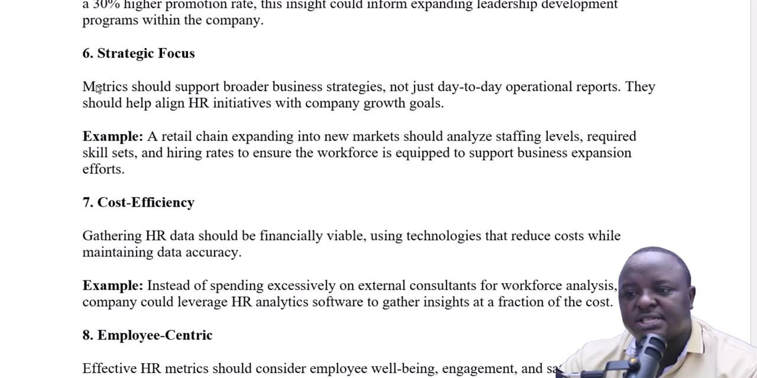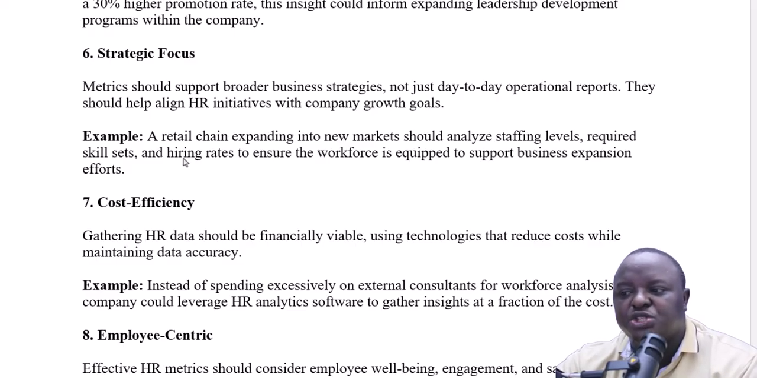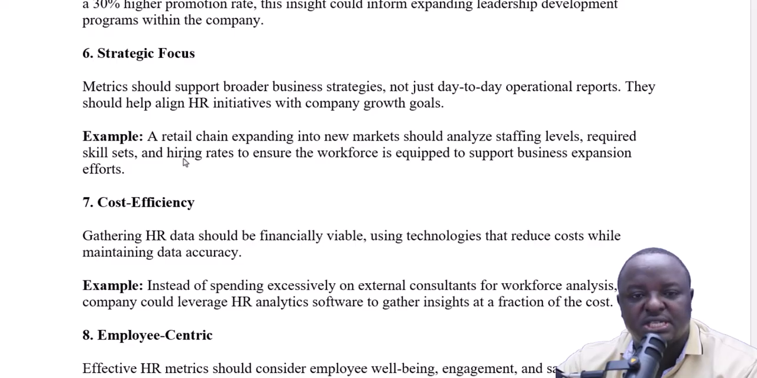Then the sixth attribute is strategic focus. Metrics should support broader business strategies, not just day-to-day operation reports. They should help align HR initiatives with company growth goals. For example, a retail chain expanding into a new market should analyze staffing levels, required skill sets, and hiring rates to ensure the workforce is equipped to support business expansion efforts.